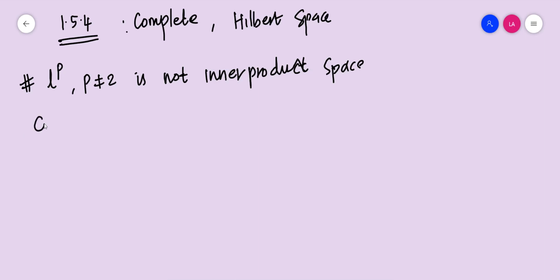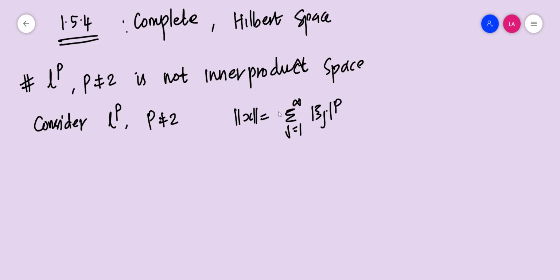So consider LP where P is not equal to 2, and remember that here the norm of x is summation j equal to 1 to infinity modulus of theta j raised to P, the whole raised to 1 by P. Okay.